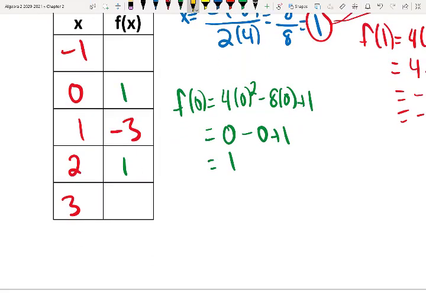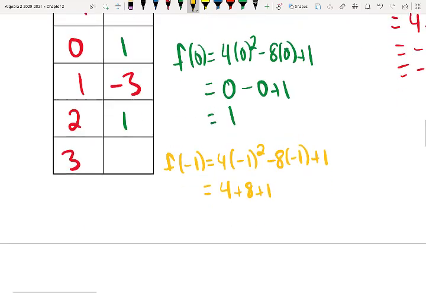So if I'm just going to use negative 1, my equation would be f of negative 1 equals 4 times negative 1 squared minus 8 times negative 1 plus 1. Negative 1 squared is 1 times 4 is 4. Negative 8 times negative 1 is a positive 8 plus 1. So I end up with 13.